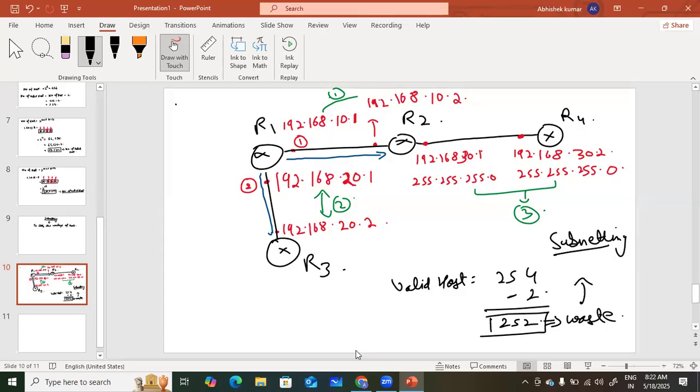Clear? Clear. Ravi? Pranav? Yes. Femi? Yes. Yes, it's clear.